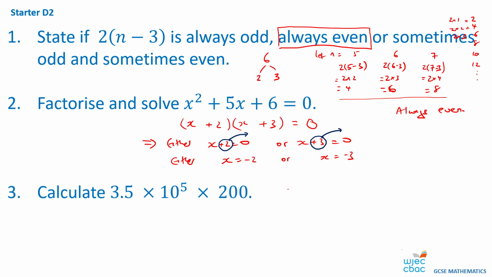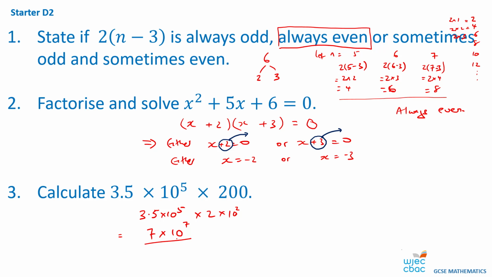And the third question, 3.5 times 10 to the power of 5 times 200. So if we put everything in standard form, 3.5 times 10 to the power of 5 times 2 times 10 squared, which is 100. So that's going to be equal to 2 times 3.5, which is 7, times 10 to the power of 5 plus 2, which is 7. Okay? So 70 million.